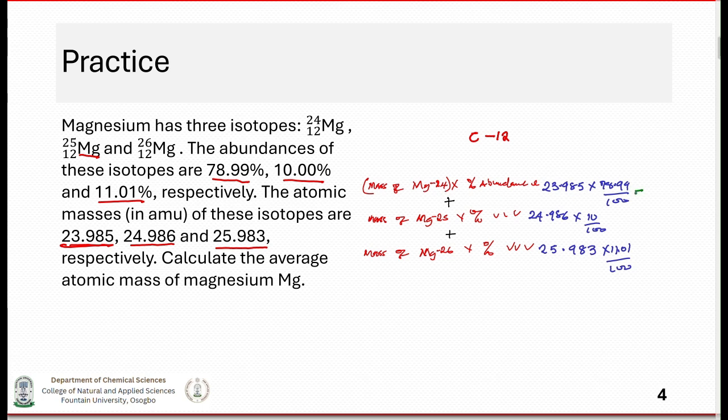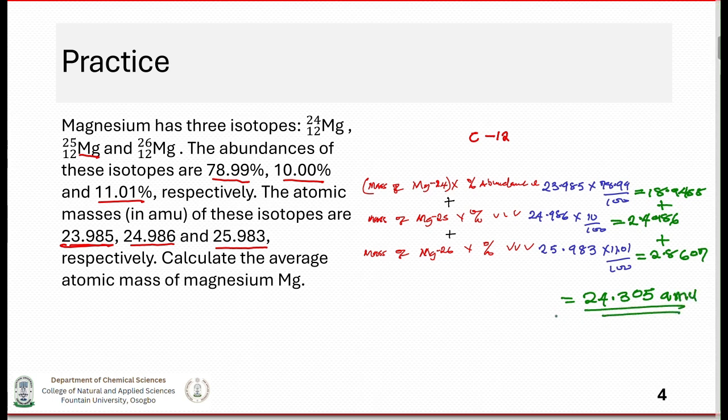So for magnesium 24, the answer is 18.945, and then for the second one it is 2.4986 atomic mass unit, and the last one is 2.607 atomic mass unit. So that is the calculation for all the three of them. Remember, we are adding them together. So when we add them together, we will get 24.305 atomic mass units, AMU. So this is the final answer. So that is the average atomic mass of magnesium. And that is how you are going to do the calculation if you are given it in the exam.